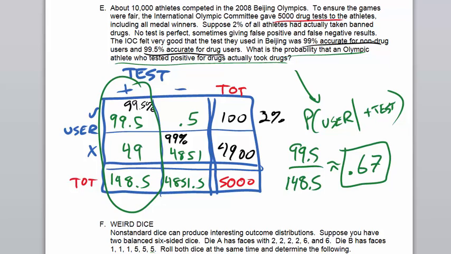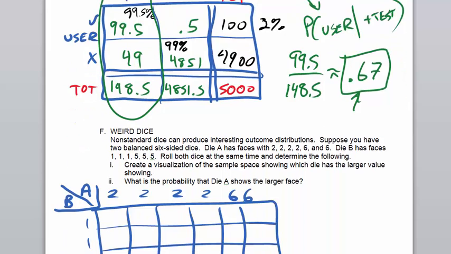That's really bothersome to me, and a really good question for you to answer is, can you tell me why, given such highly accurate tests, there's a 33% chance that you're not a drug user if you end up with a positive test? What is it about this scenario that makes that really counterintuitive result show up?